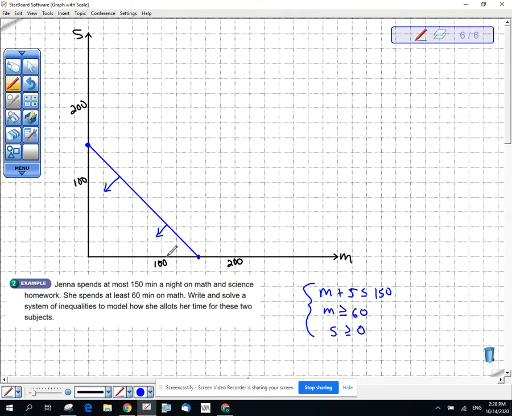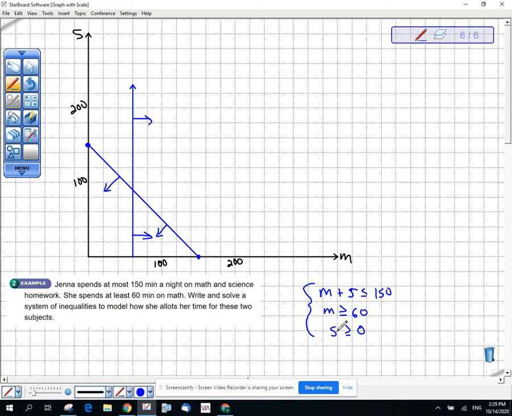Here's the M axis, and that's going to be a line that's perpendicular with that. This is like X equals a number, but it's M, and here's 60 on the M axis. So I'm going to draw a vertical line at 60, like so. Notice that they're all or equal to, so I'm drawing solid lines. And the shading should be to the right. Greater than is to the right.